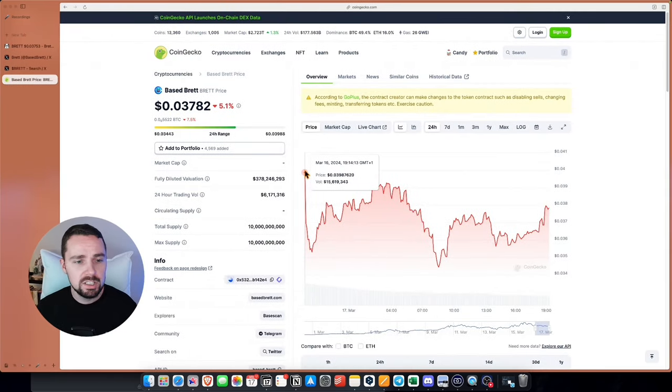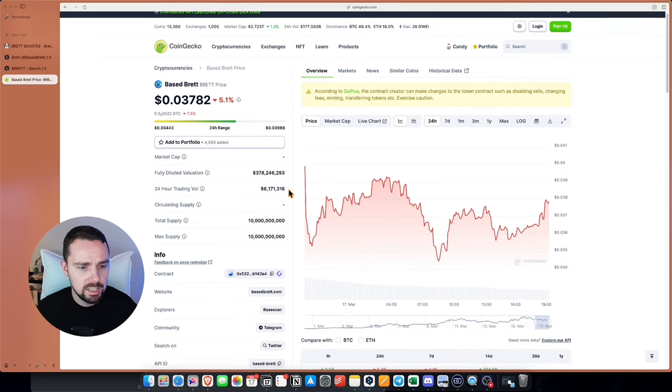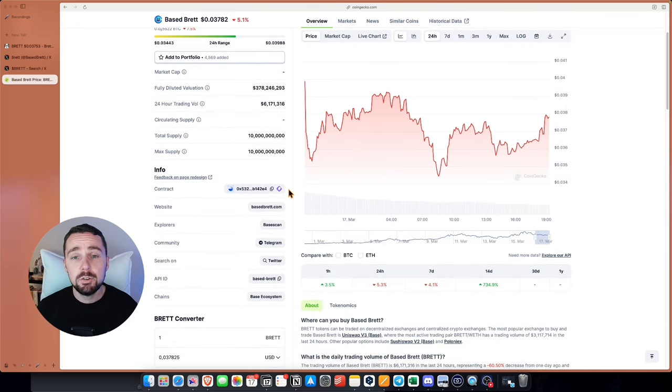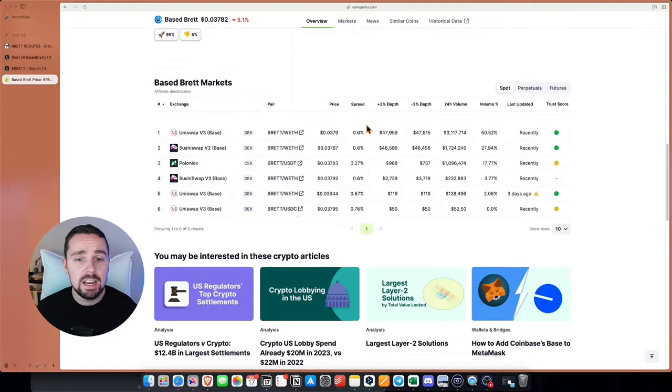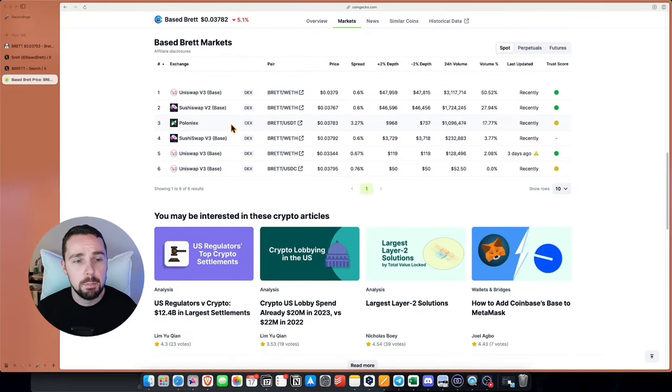On CoinGecko, we see the fully diluted valuation is 378 million as well. So that's definitely okay. And you can buy this one essentially only on a Base decentralized exchange like Uniswap or SushiSwap, but definitely no problem, because you can use every EVM wallet, MetaMask, Rabby or something like that. And the Base transaction fees are very cheap now with the Dencun upgrade.